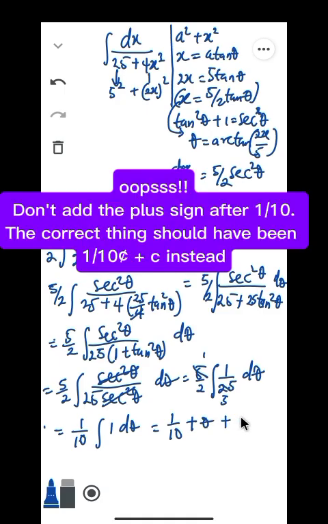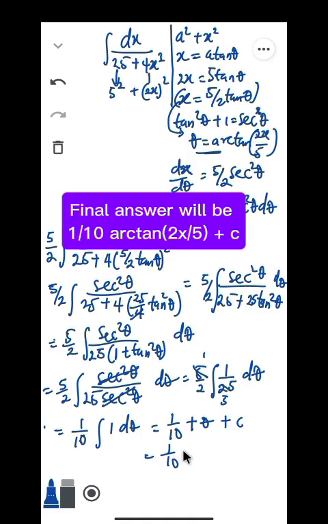I just noticed at this point of the tutorial that I made a mistake. It's not supposed to be 1 over 10 plus theta plus c. It's supposed to be 1 over 10 theta plus c, because it's multiplying instead of adding. So please change that. Just remove the addition sign and make it 1 over 10 theta plus c instead. So that means the answer will now be 1 over 10 arctan of 2x over 5 plus c, instead of 1 over 10 plus arctan of 2x over 5. So remove the plus and just make it 1 over 10 arctan plus c.